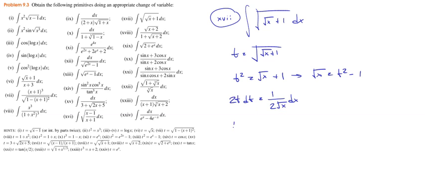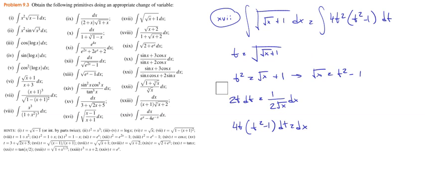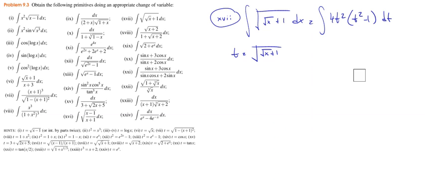So you have 4t times t squared minus 1 dt is going to be equal to dx. So this is 4t squared minus 1 dt. Okay, and now this is easy, right? Because we have 4t to the 4, so this is 4t to the 5 divided by 5, and then minus 4/3 of t cubed plus c.